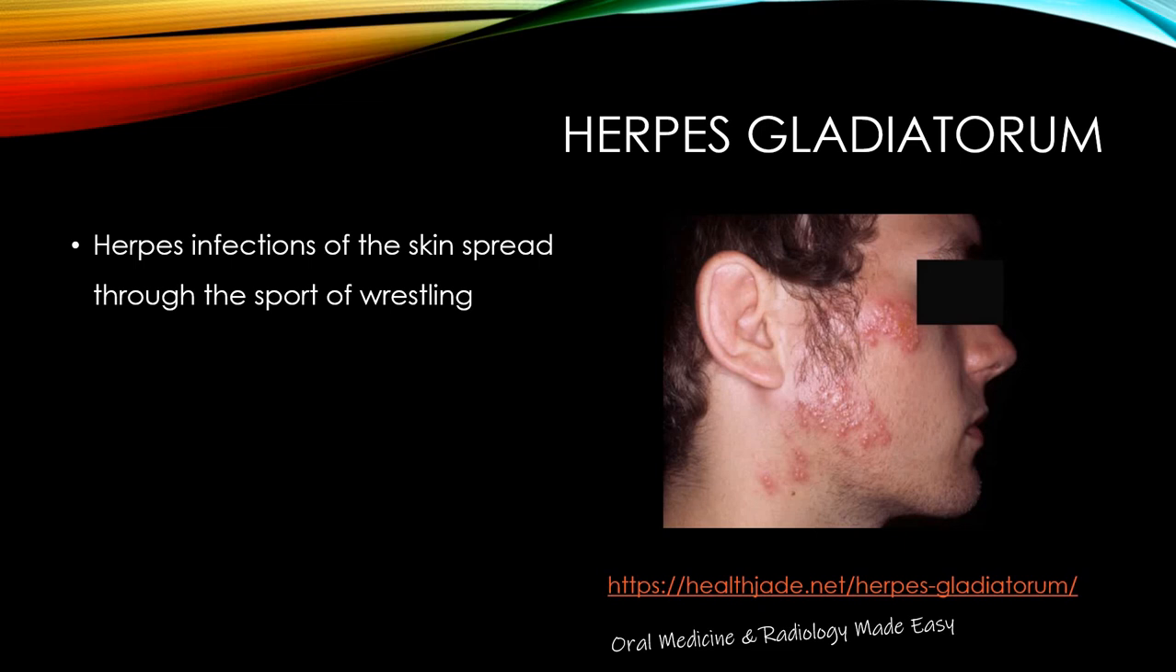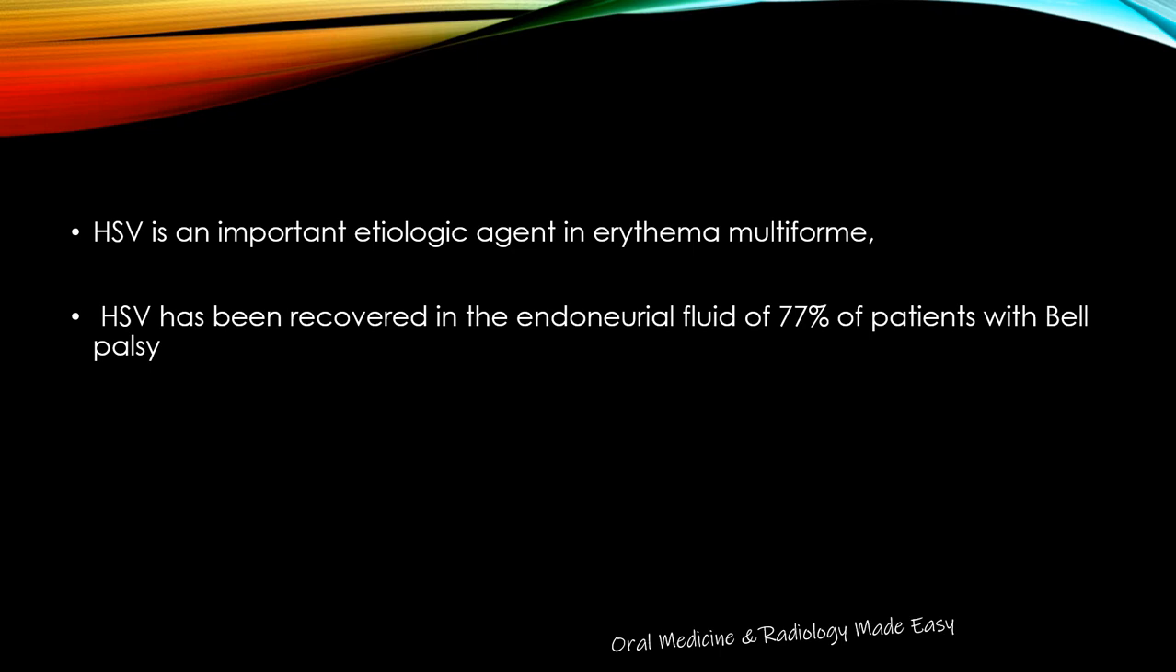Herpes gladiatorum is nothing but herpes infection of the skin which spreads through the sport of wrestling. HSV is also considered to be an etiologic agent in erythema multiforme. It is known to trigger erythema multiforme and has also been recovered in the endoneurial fluid of 77% of patients with Bell's palsy.